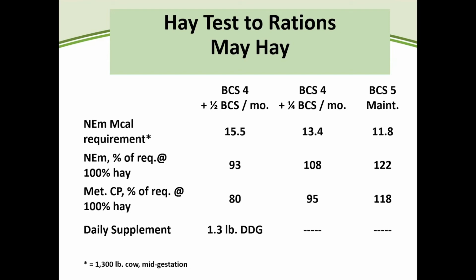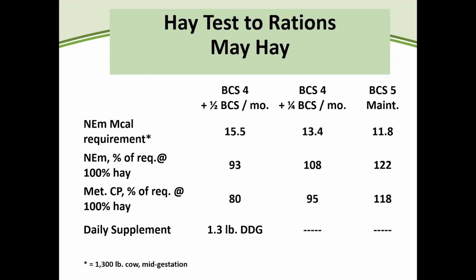So in order to fix that, I've got to feed a bit of supplement, in this case just shy of 1.5 pounds of distiller's grains, in order to fill that nutritional hole based on that high level of productivity that I'm expecting or needing to get from that cow.